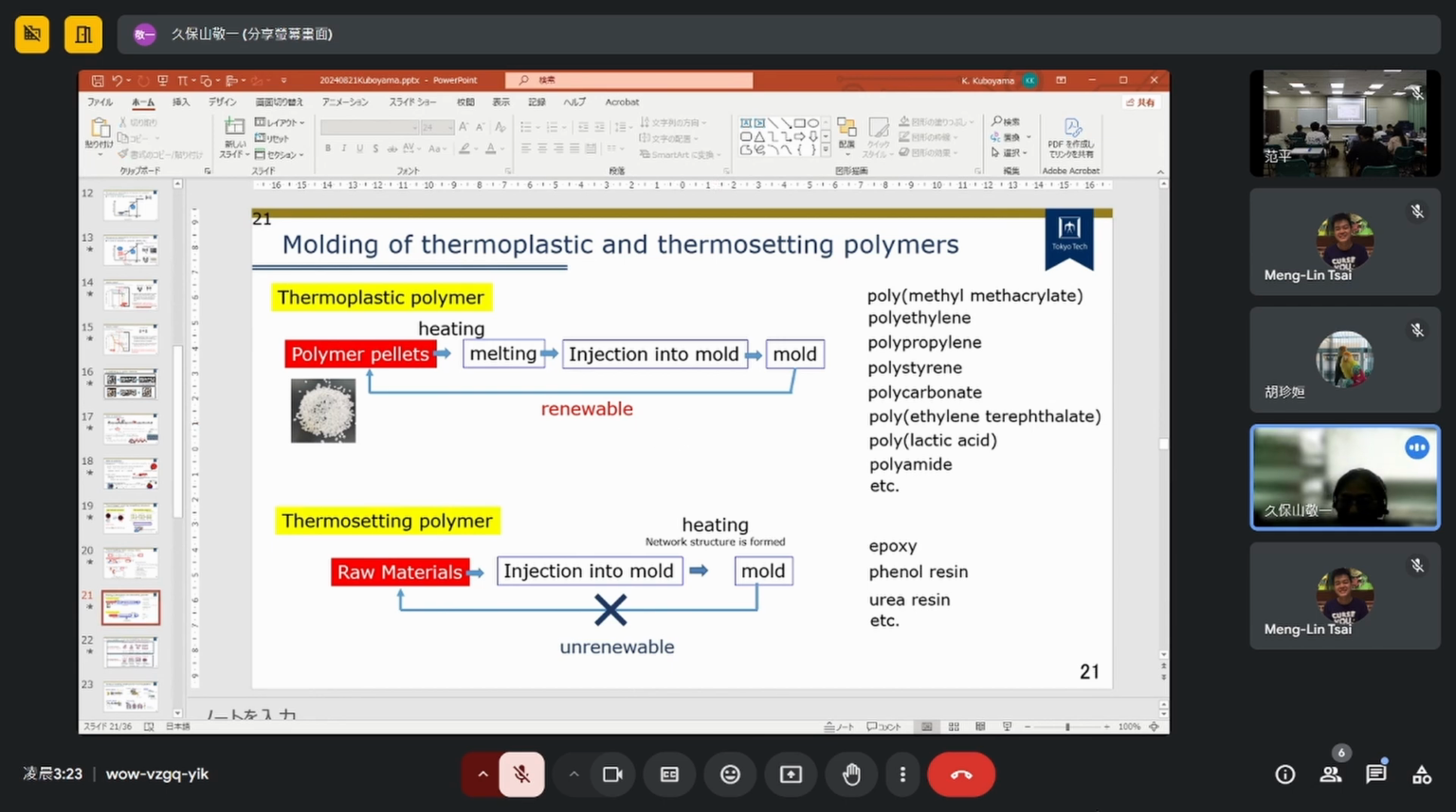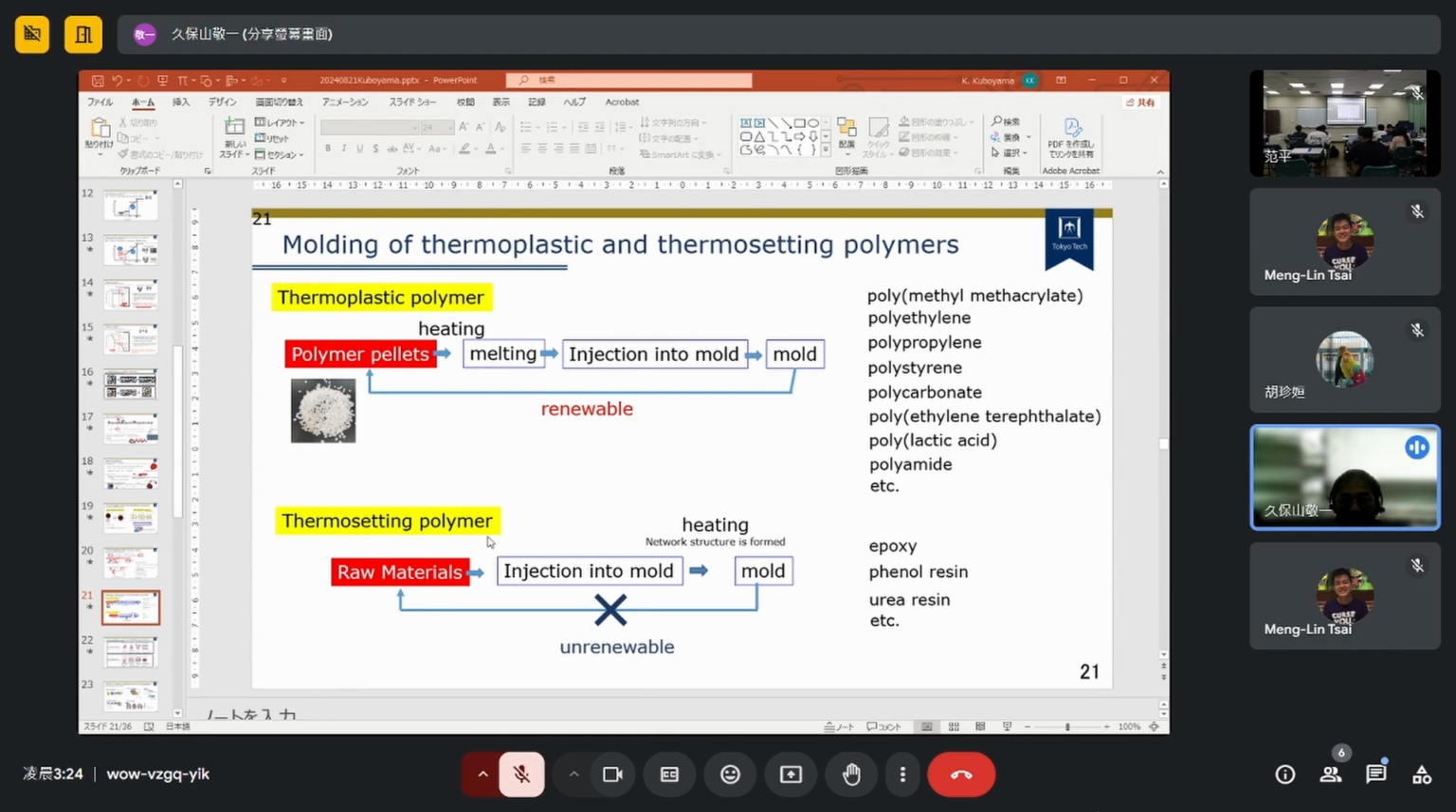When you mold the sample, the thermoplastic polymer can be easily melted by heating the sample. For example, you can do injection molding and make a molded sample. And after that, you can easily return to here. So when you make a strand of the thermoplastic polymer and make a pellet, you can repeat this part. So plastic material is a renewable polymer.